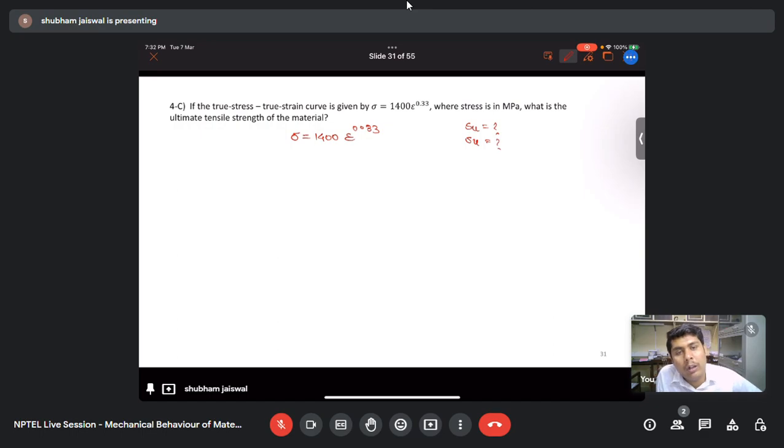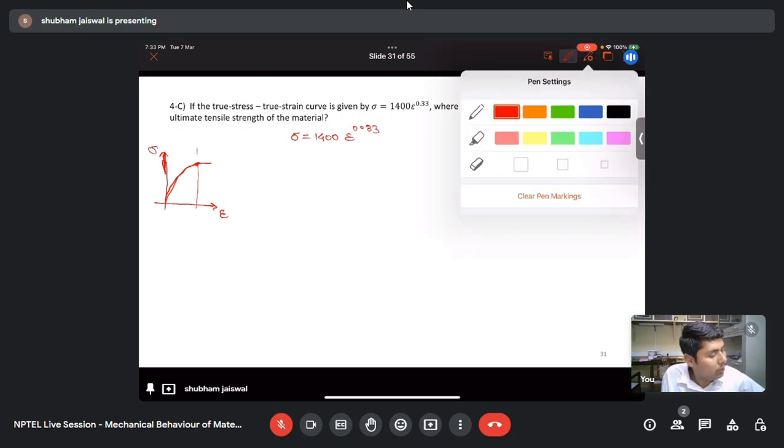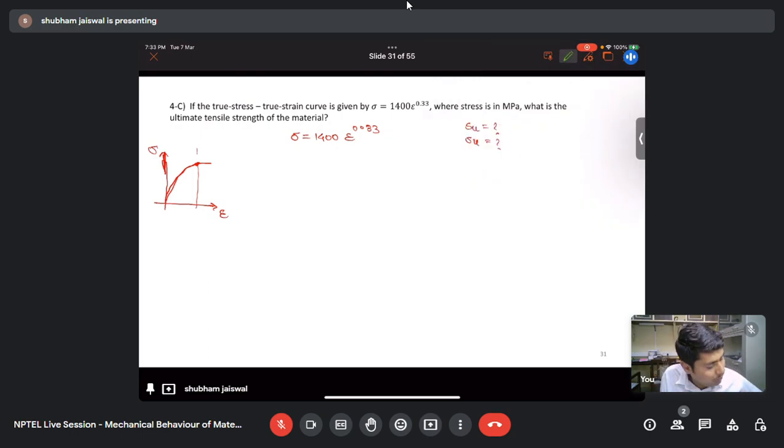If we need to find out the ultimate strength, we have the equation, but we don't know the strain value at the ultimate load. As you can see in this graph, sigma equal to epsilon. At maximum load, UTS is there, and from this point onward the necking will start, or this is the point of instability. In this condition, this uniform elongation EU is nothing but the same as our strain hardening exponent n.